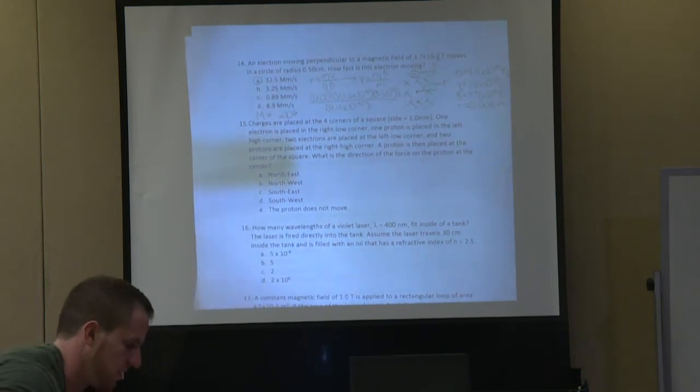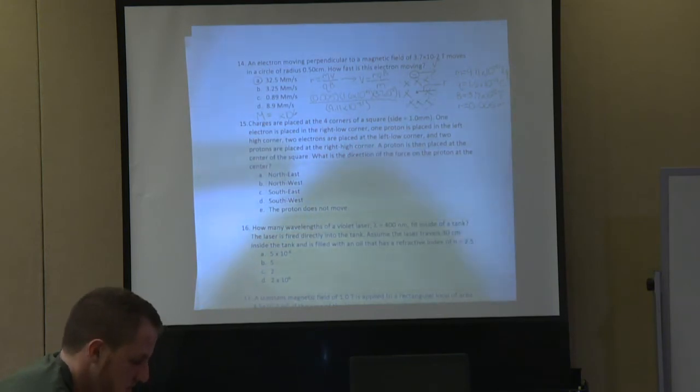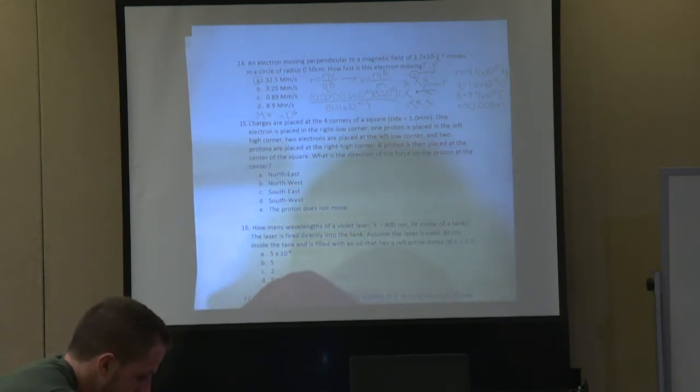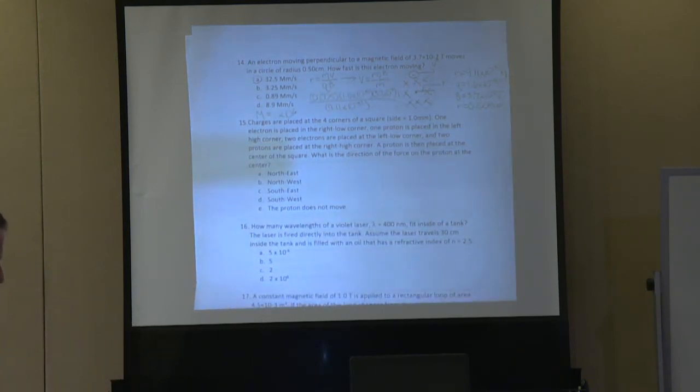Number 15. Charges are placed at the four corners of a square. Side equals 1 millimeter. One electron is placed in the right lower corner. One proton is placed in the left upper corner. Two electrons are placed at the left lower corner, and two protons are placed at the right high corner. A proton is then placed at the center of the square. What is the direction of the force on the proton at the center?